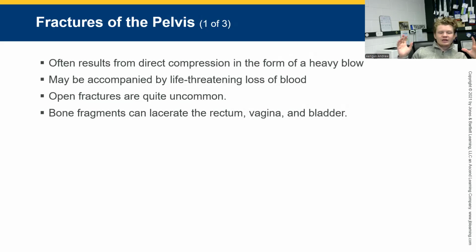We can lacerate a lot of these internal structures as well: the rectum, the vagina, and the bladder. The easiest way to determine if those have been damaged is when we do our good trauma assessment. All of these things have external orifices. So if we're concerned about a laceration of the bladder, we can look for hematuria. If we're concerned about a laceration of the interior portion of the vagina, we can look for vaginal bleeding. And if we're concerned about a laceration of the rectum, we can look for external frank blood draining out of the anus. So keep all those things in mind.